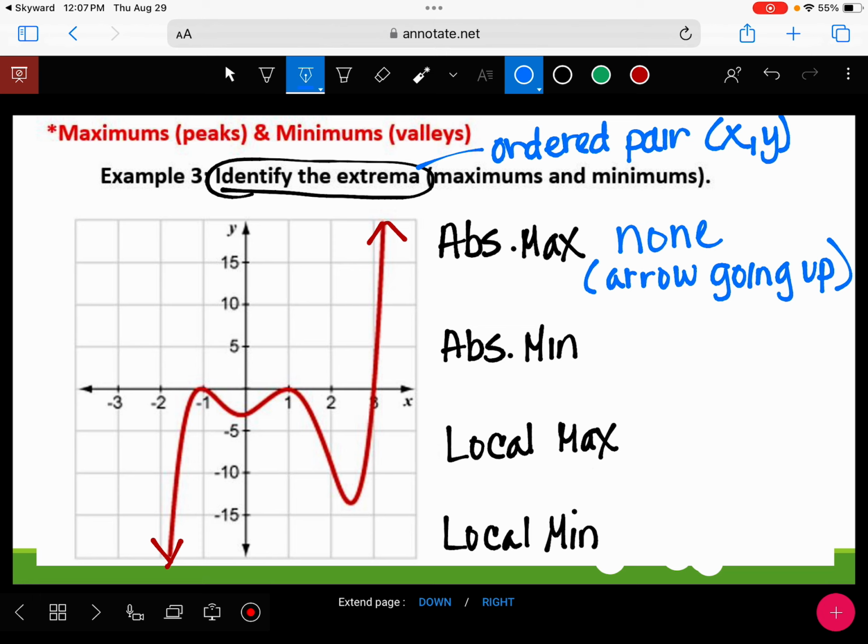Same thing with an absolute min, right? We have an arrow on the left that's going down. So we don't have one of those either. And that's because we have an arrow that goes down.